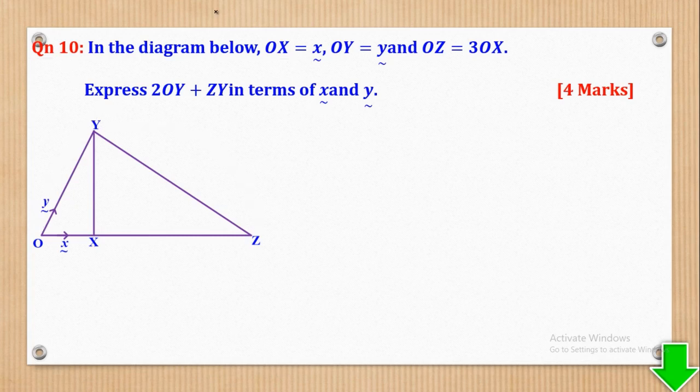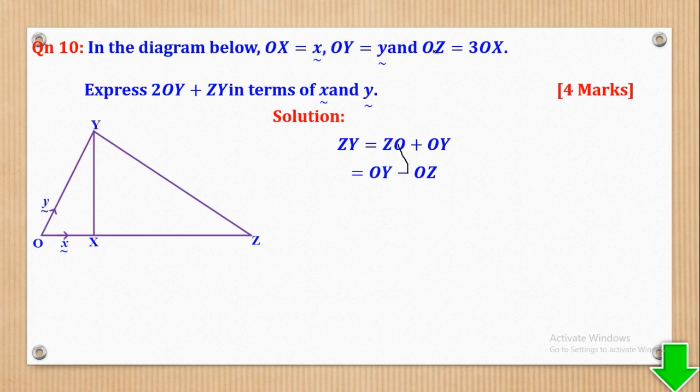The good thing is that we know OY is equal to Y tilde, but ZY we don't know. For it to move from Z to Y, it is the same as moving from Z to O plus O to Y. Therefore ZY is equal to ZO plus OY. But we know OZ. So what does that mean? It means that ZO is equal to negative OZ. When you interchange the positions of O and Z, you also put a negative. That's why you see this minus here.